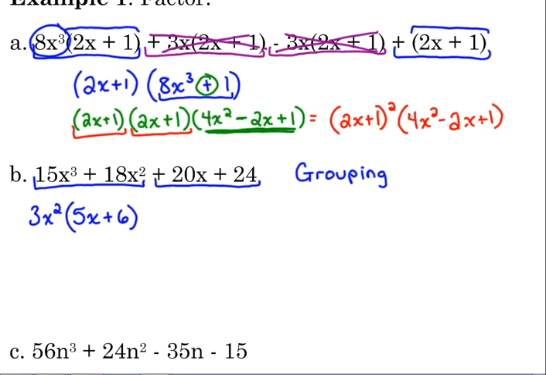Examine the second two terms for a GCF of 4. When we factor out the 4, we've got 5x plus 6. If it is truly factoring by grouping, your linear factor should always be identical. Okay, that should always be identical, or else it's not really factoring by grouping.